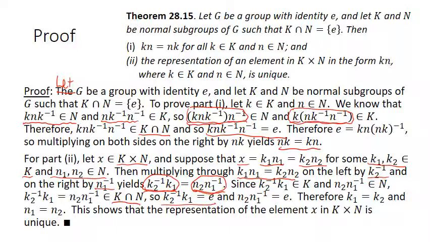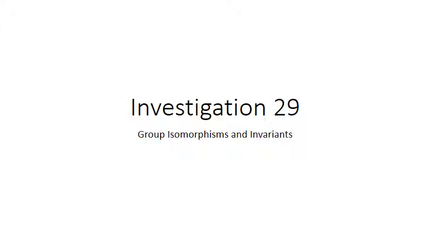Okay, so if this equals the identity, and this is another way of writing it that also equals the identity, then you can just do a little more algebra, multiply through by k2, multiply through the other one by n1, and then you get that k1 equals k2, and n1 equals n2. Okay, so that shows that the representation of the element x in K times N is unique. Okay, so that was the end of Investigation 28.